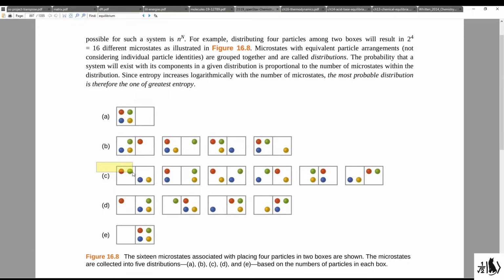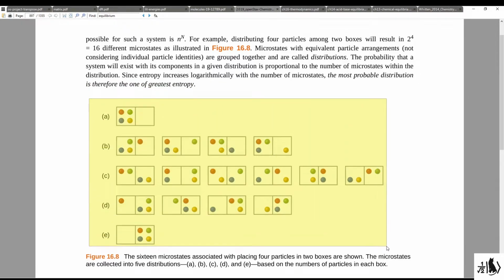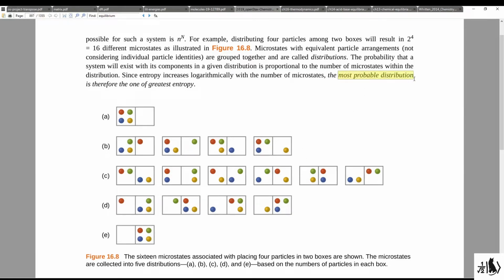And if you look at all of the different arrangements of particles in boxes, you will see that the most probable arrangement of particles in these 2 boxes is going to be listed here in C, as there are 1, 2, 3, 4, 5, 6 different microstates for this arrangement of particles in boxes. What's important to point out here is this last statement. Since entropy increases logarithmically with the number of microstates, right here, the most probable distribution is therefore the one of greatest entropy. So again, looking at all these boxes, what do you think will be the most probable distribution of particles in these two boxes? You guessed it, it's going to be this middle column C right here, where we've got two particles in each box. We get the largest number of arrangements of these types of particles in these two boxes if we were to look at this particular distribution.